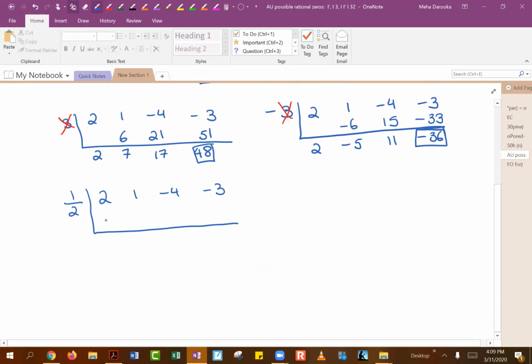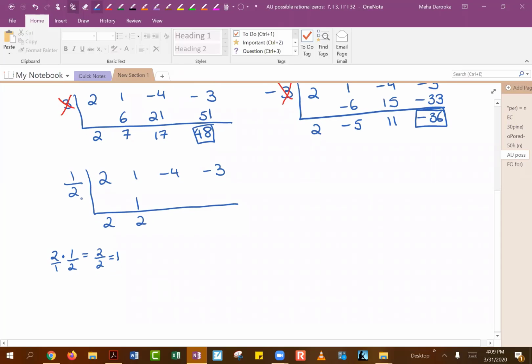Same thing, start by bringing down this 2, and then you would multiply this 2 that we just brought down with this divisor, which is 1/2. If it helps, you can write it over 1. So that ends up giving you 2 over 2, which gives you an answer of 1. So you would bring that 1 here, and then you would add 1 plus 1, which gives you 2. And then of course you're multiplying 2 with 1/2 again, which is the same calculation that we just did. So 2 times 1/2 gives you 2 over 2, which will again give you an answer of 1. So bring that 1 over here.